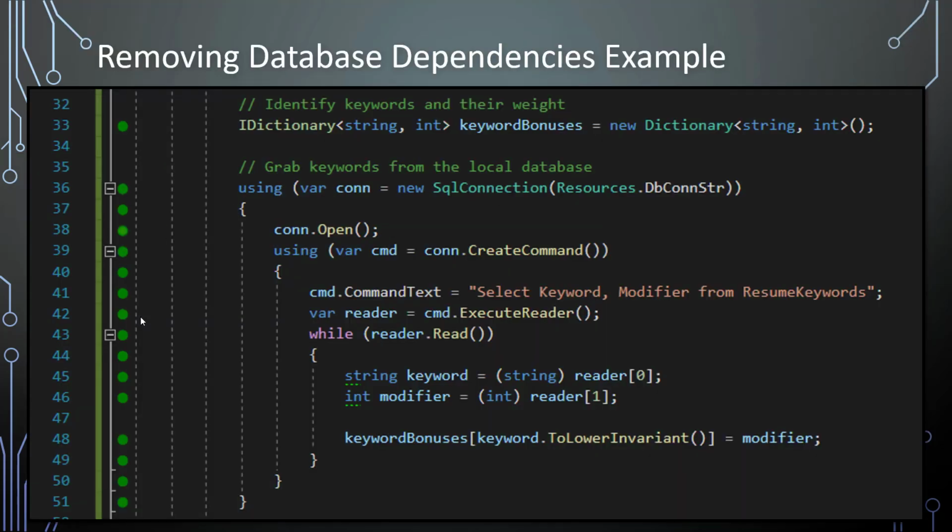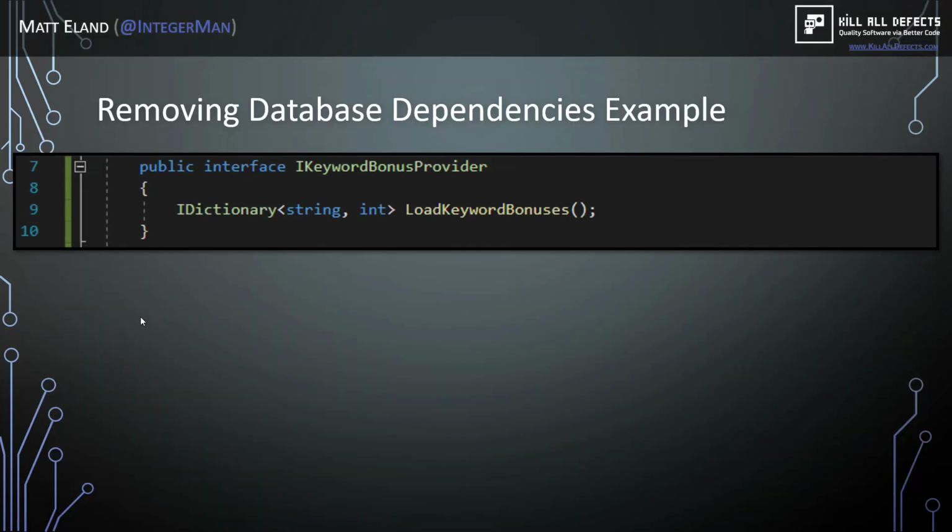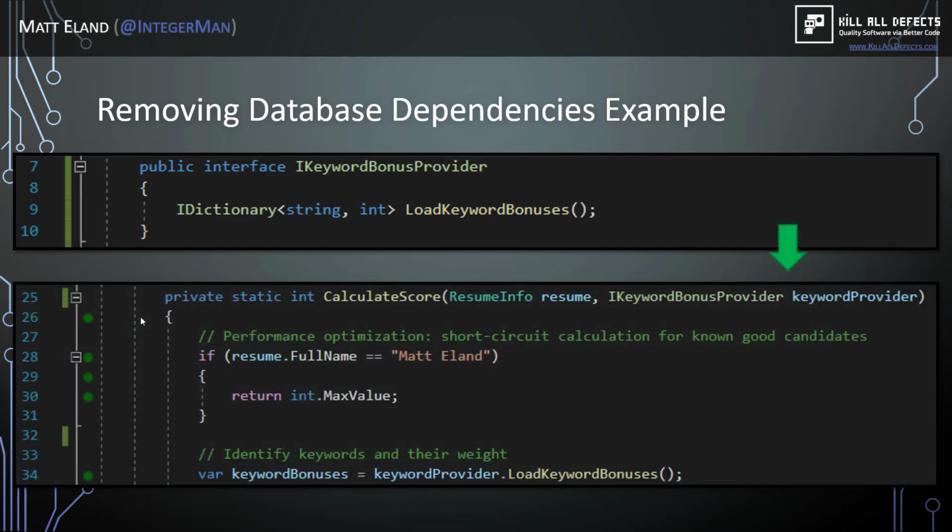You see the dictionary we have on line 33 that really corresponds to this definition here on line 9. So we're representing prior logic in this interface, and then we're passing this keyword provider into something else, and we're saying like, hey, load your bonuses on line 34, and it just kind of abstracts away that logic from the calculate score method here.